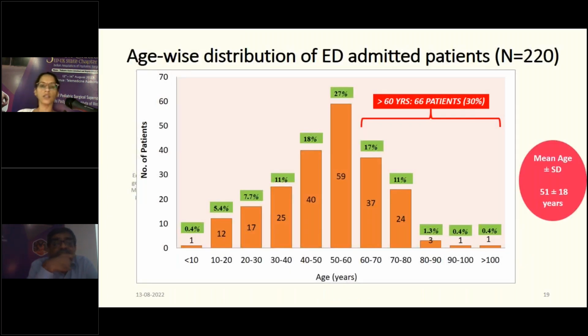The age-wise distribution of the patients that were admitted to the ED, that is 220 patients. The mean age plus minus standard deviation for the 220 patients was 51 years plus minus 18 years. 27% of the patients belonged to the age group of 50 to 60 years. 18% of the patients belonged to the age group of 40 to 50 years. We can see here that 30% of the patients belong to the age group of more than 60 years of age. And the pediatric composition of the patients was only 5.8% of the patients.